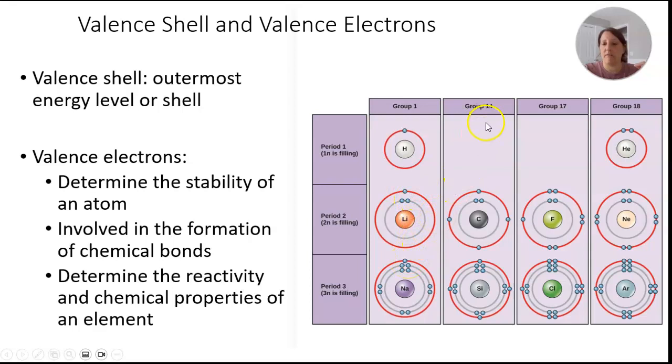Group 14 here, which includes carbon and silicon, they're going to have 4 valence electrons. So 4 and 4. Group 17 is going to have 7. So we've got fluorine here, 2, 4, 6, 7 valence electrons. Chlorine here, 2, 4, 6, 7.